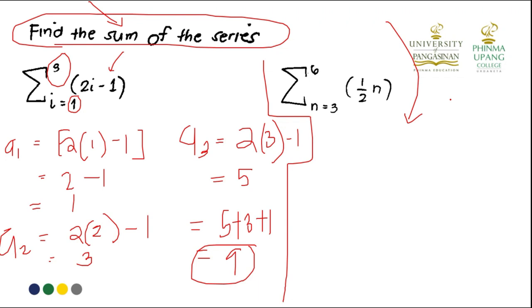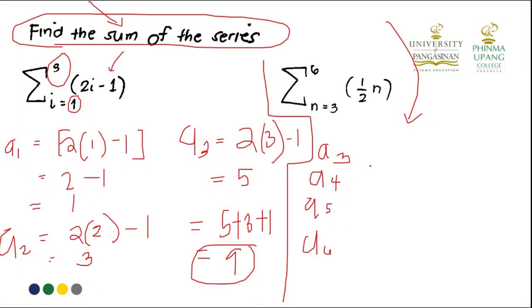For finding the sum of the series, this is 1/2 of n. Start kayo sa 3, ha. A sub 3, A sub 4, A sub 5, A sub 6. Sir, naka-record po ba itong n? Opo, naka-record po tayo palagi.